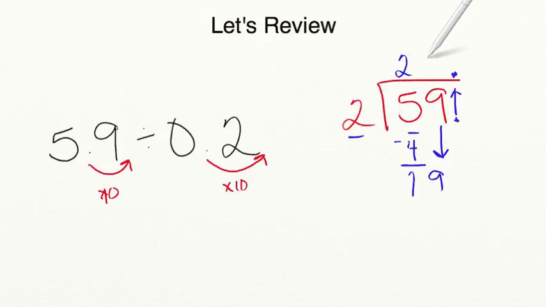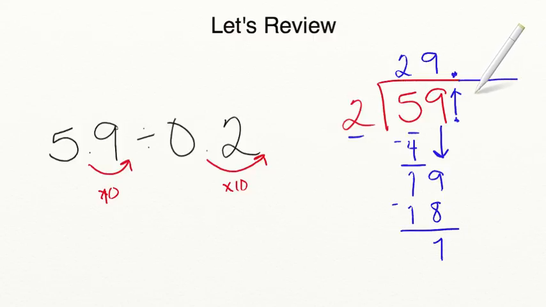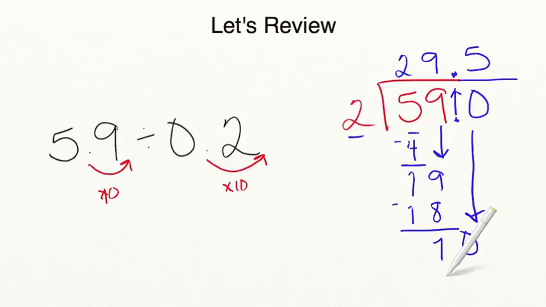2 can go into 19 9 whole times. 2 times 9 equals 18, which once again gives me a remainder of 1. So I don't have any more place values to bring down, so now I need to go into my decimal values and put a 0 in the tenths place. 2 can go into 10 5 whole times. 2 times 5 equals 10, and when I subtract out, that gives me a remainder of 0.